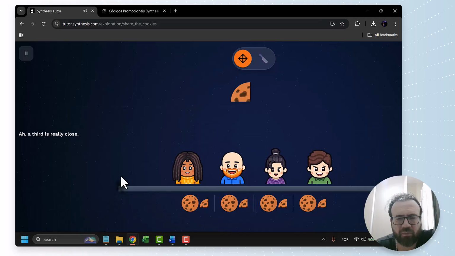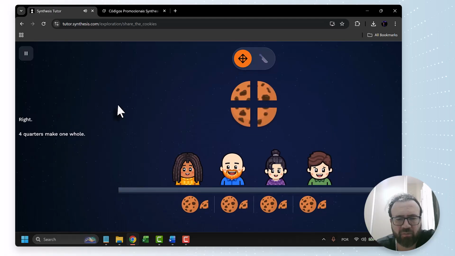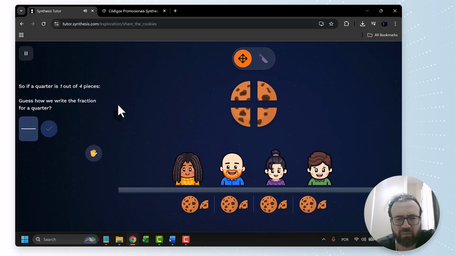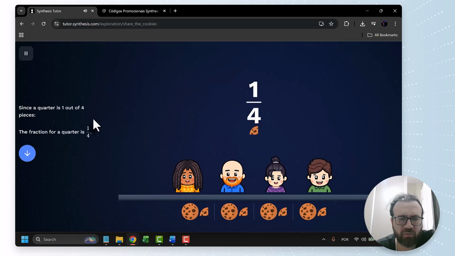A third is really close. It's actually called a quarter. How many quarter cookies are there in a full cookie? Right, 4 quarters make 1 whole. So if a quarter is 1 out of 4 pieces, guess how we write the fraction for a quarter? Let's see. Since a quarter is 1 out of 4 pieces, the fraction for a quarter is 1/4.